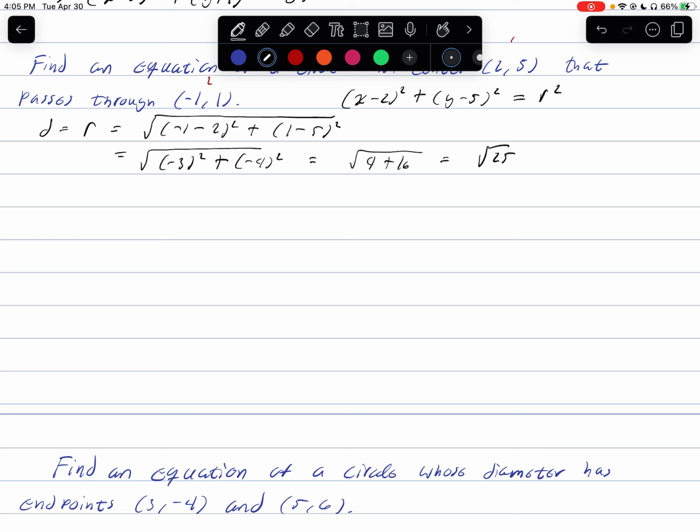So then our final equation is going to be (x - 2)² + (y - 5)² equals the square root of 25 squared, or we have (x - 2)² + (y - 5)² equals 25.